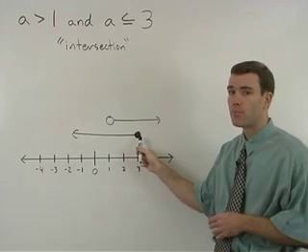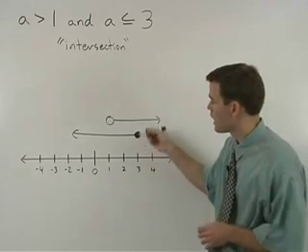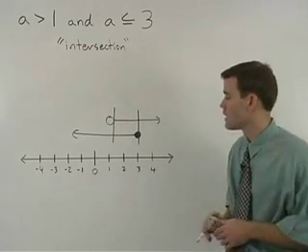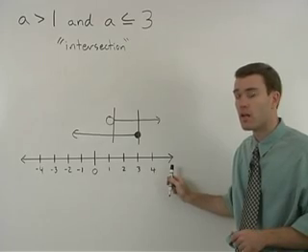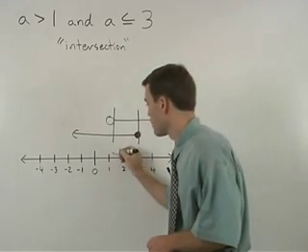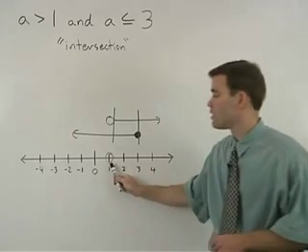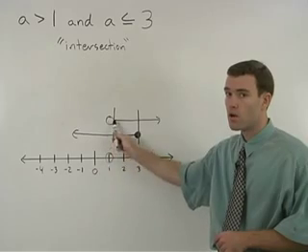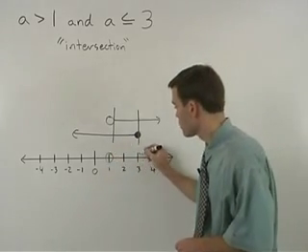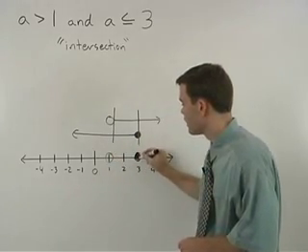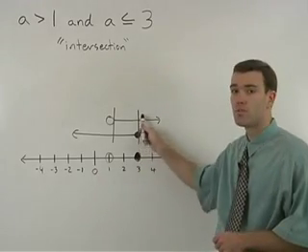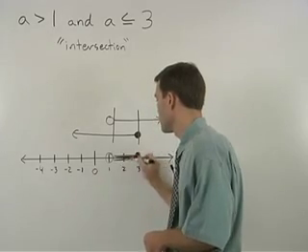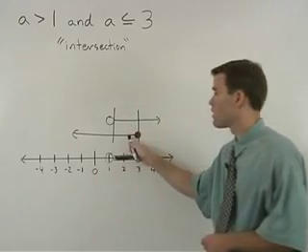graphs overlap. Notice that they overlap between 1 and 3. So in our final graph on the number line, we'll start with an open dot at 1. Notice we use an open dot because 1 is not common to both inequalities. And we have a closed dot at 3 because 3 is common to both inequalities. And we include all the points in between because that's where the two inequalities overlap.